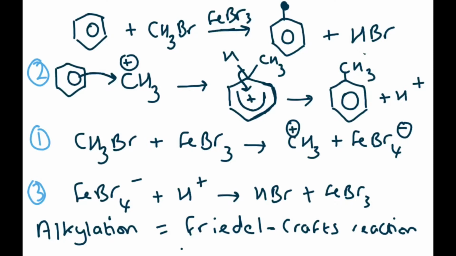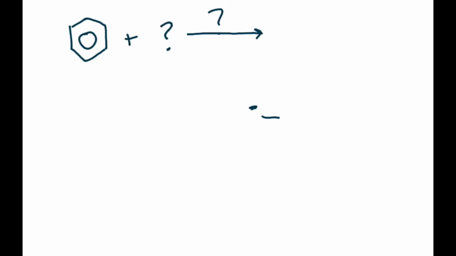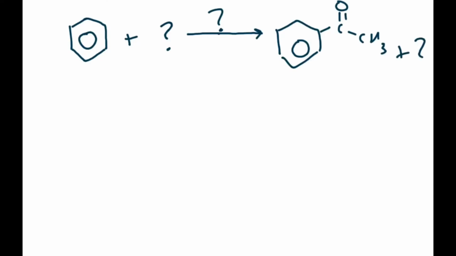Here's another example for you. You could definitely do this one then. So we've got benzene. What do we need to add? What catalyst do we need to add in order to form, I'm going to do a different carbon this time, in order to form this? And what's the other item going to be? Pause the video for 2 seconds, have a go at that, see if you can work that out.